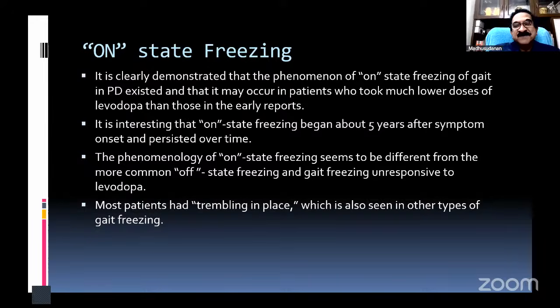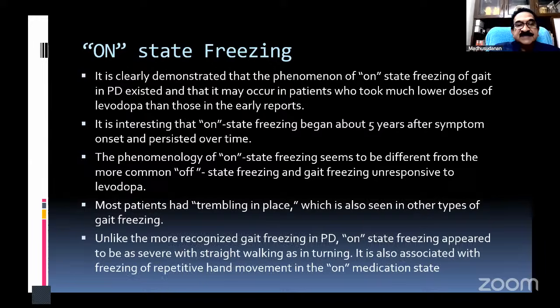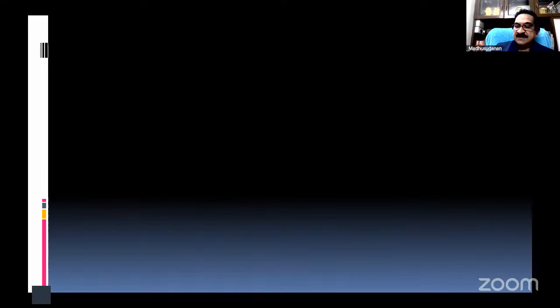Our patient also got a tremor of both feet in the on phase. Unlike the more recognized gait freezing in PD, the on-state freezing appeared to be as severe with straight walking as in turning. It is also associated with the freezing of repetitive hand movements in the on-medication state. So that's the story of the patient.